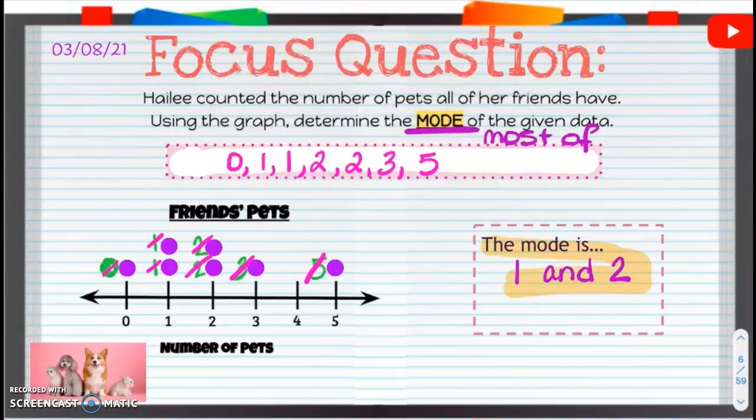So our mode is going to be 1 and 2. And that's it for our focus question. Great job.